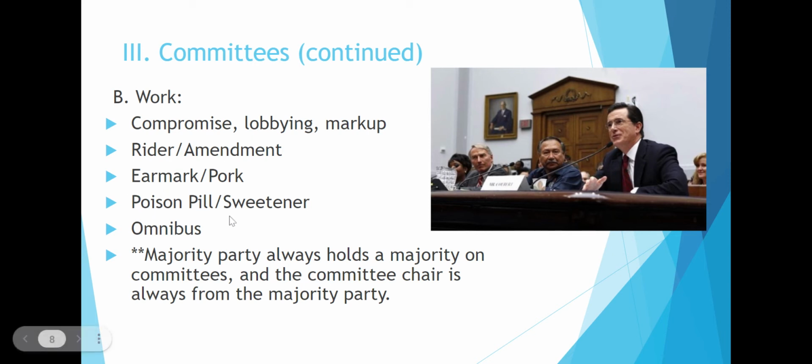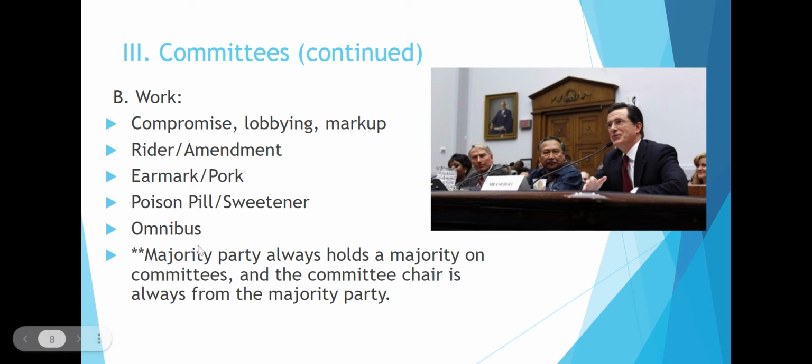A poison pill is something you would add to a bill that would be so negative that it would make people vote against it. You're trying to kill the bill. A sweetener is the opposite. You're trying to get people's support. Maybe you don't think the president would sign this bill without adding a little something extra that the president can take credit for.